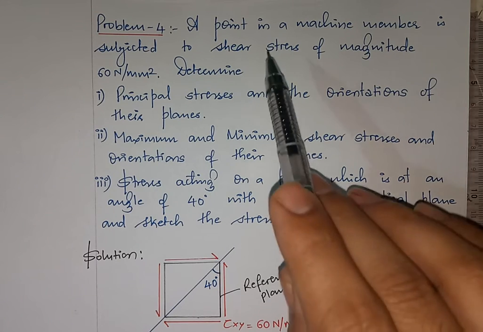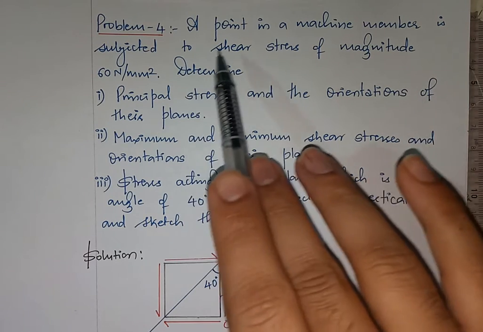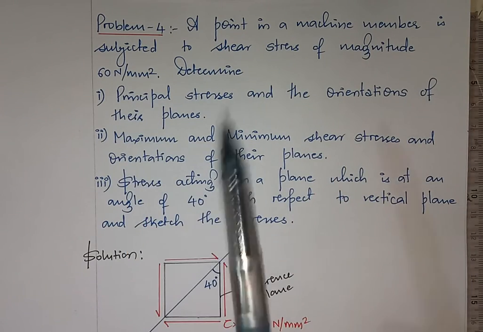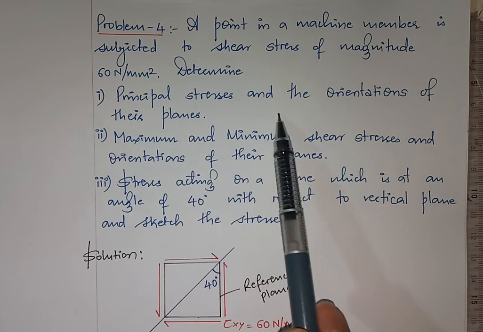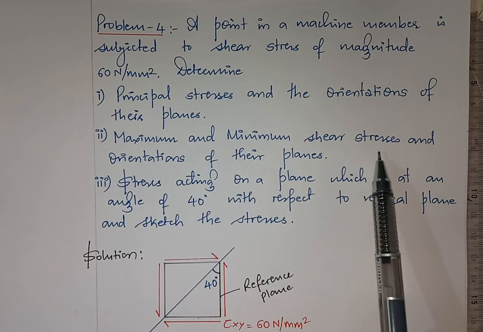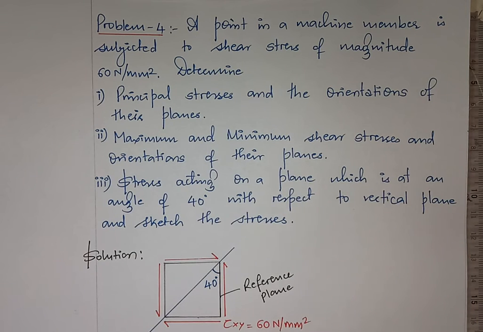Right, a point in a machine member is subjected to shear stress of magnitude 60 Newton per mm square. Determine principal stresses and the orientations of their planes. Second bit is maximum and minimum shear stresses and orientations of their planes. And at last it is stress acting on a plane which is at an angle of 40 degrees with respect to vertical plane, and sketch the stresses. Right, so this is the problem given to us.